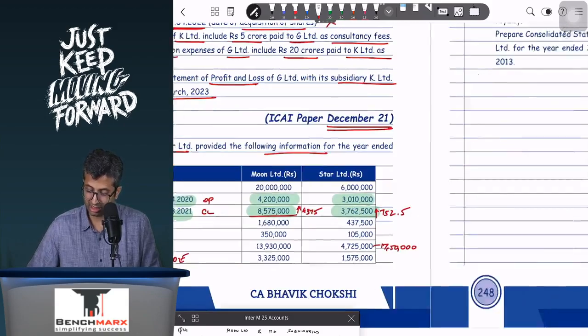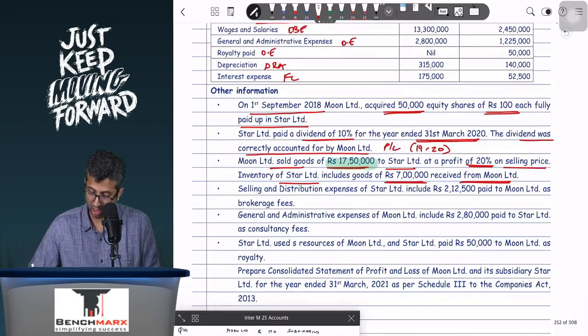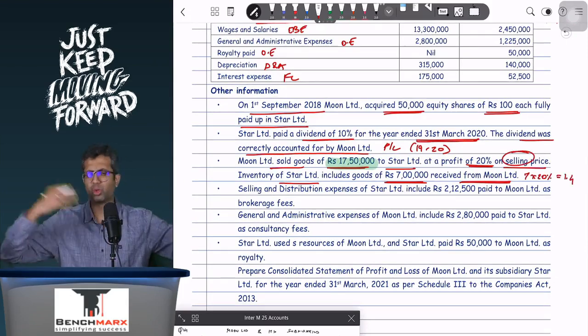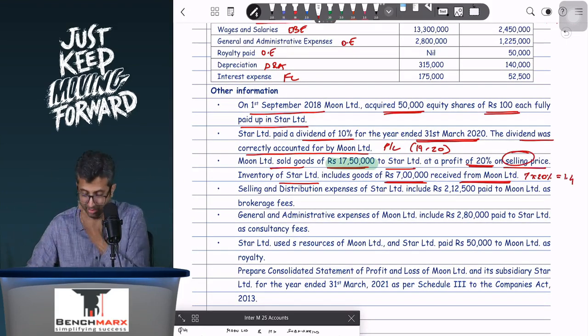Sir, but there is some unrealized profit on stock. So this is 7 lakhs. Profit over here is 20% on selling price. So 7 lakhs into 20%, it will directly come to 1.4 lakhs. You don't need to do 20 by 120 because this is 20% on selling price. So 7 lakhs is a selling price for Moon and cost price for Star. So 7 lakhs into 20%, 1.4 lakhs.